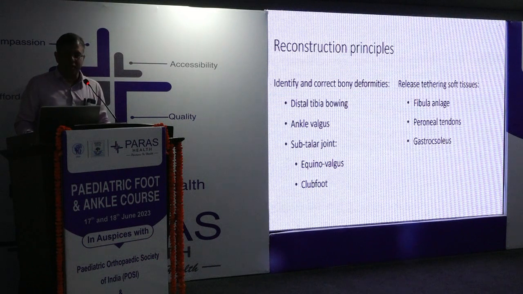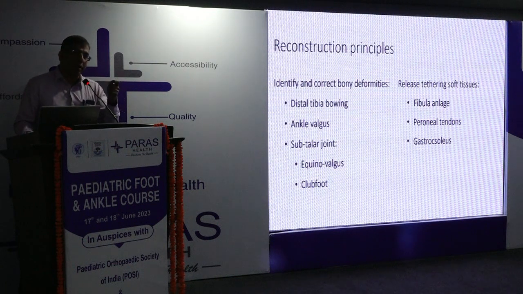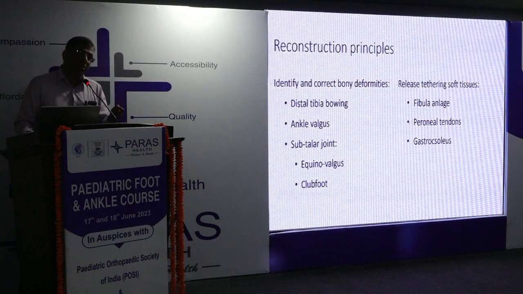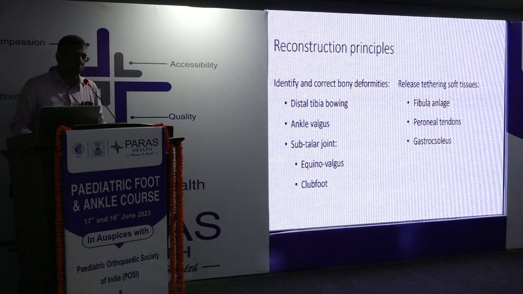Also, you have to release the tethering soft tissues. So what are the main tethering soft tissues in case of a fibula hemimelia? You have a fibula anlage. What do I mean by fibula anlage? The fibula is absent, it cannot be seen on X-rays. However, there is a thick fibrous remnant of the fibula which is still present over there. And what this anlage does is it tethers the ankle and foot into a position of equino-valgus. So to correct a foot and ankle deformity, you have to excise this fibula anlage. That is an essential part of the procedure.